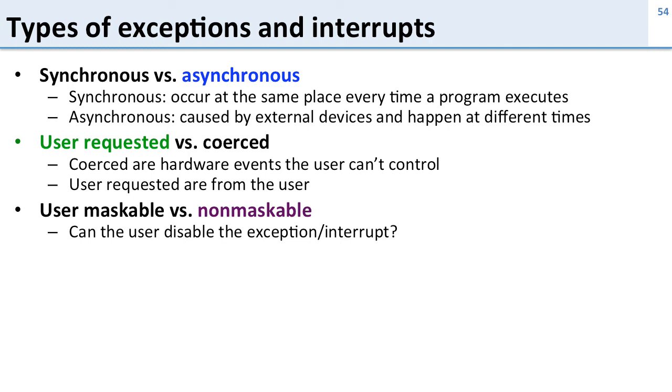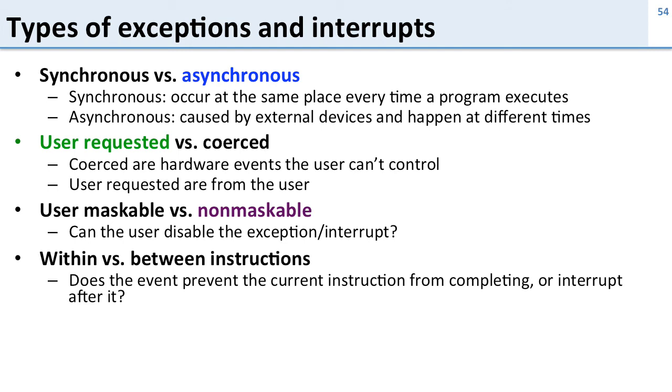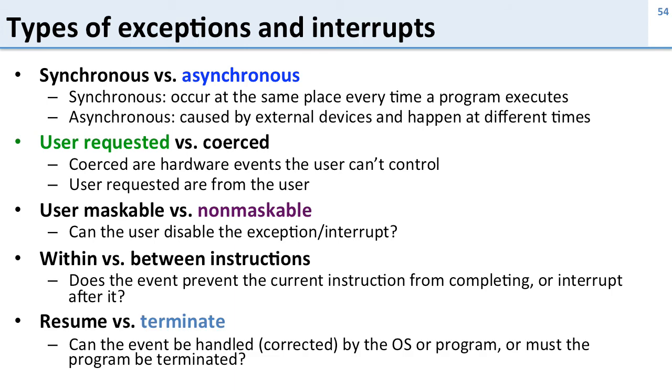Some interrupts are user-maskable, and a lot of them aren't. If it's user-maskable, that means that the user can turn it off, so that the hardware and the processor don't pay attention to that event. There's also a distinction between within and between instructions. So this is whether the event prevents the current instruction from completing, or it prevents instructions after the current one from completing. And then we've got this big one here, which is resume versus terminate. That is, can we handle the event, or do we have to kill the program? So some things the operating system or the program can fix up, but other ones just mean the program has crashed and it needs to be killed by the operating system.